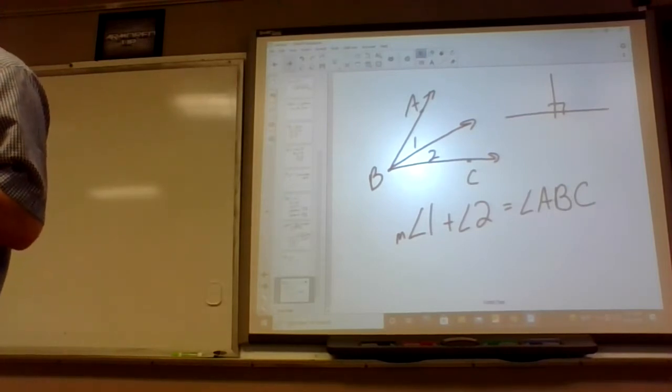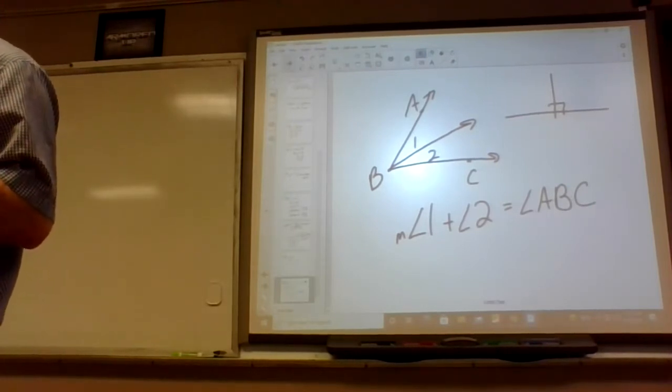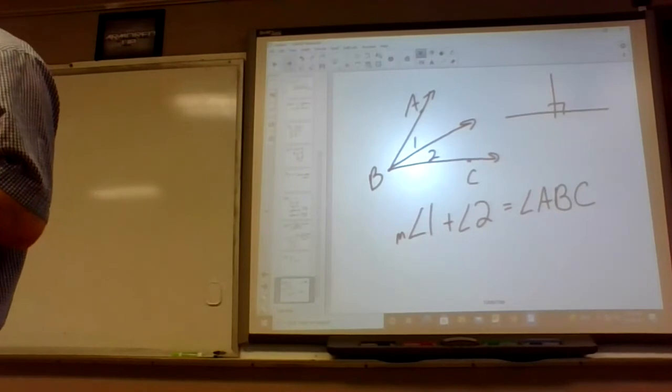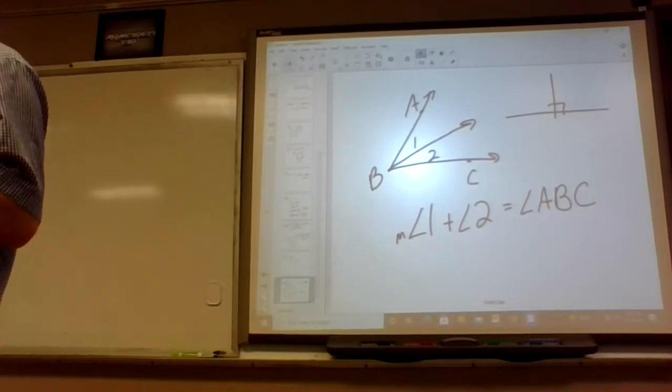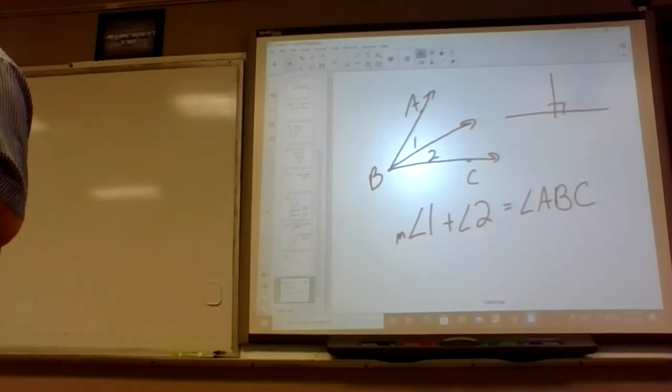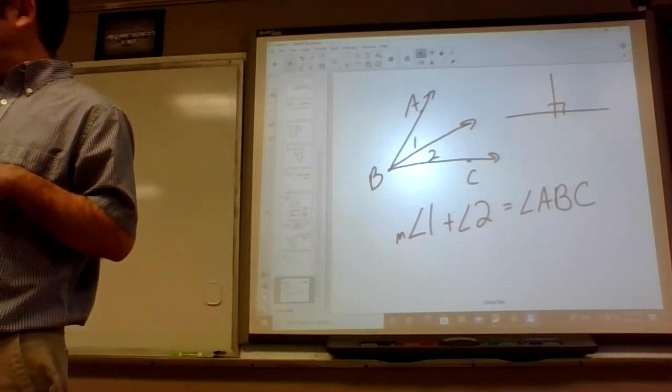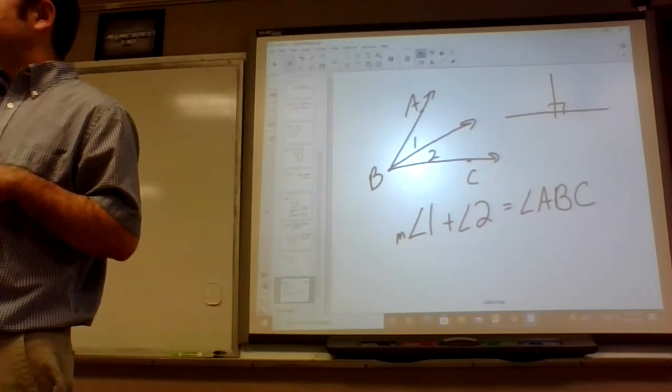Now, there's another one, and they're asking for 2. So somebody besides Archer. What angle is supplementary with angle FGE? And besides Canyon too, because Canyon answered the last one. What angle is supplementary to angle FGE?